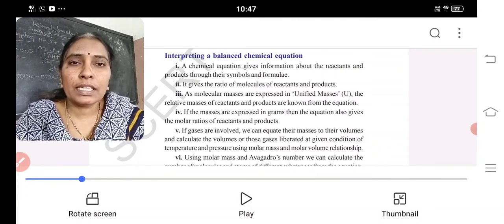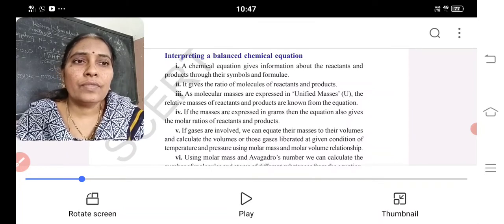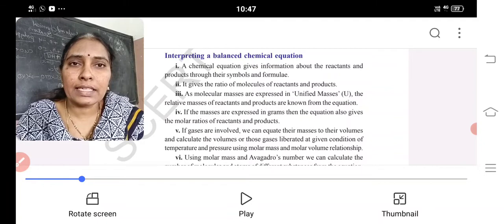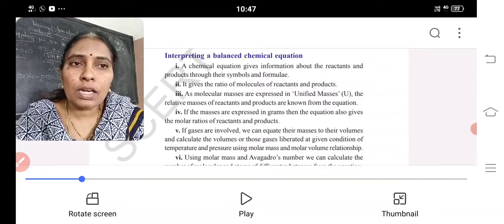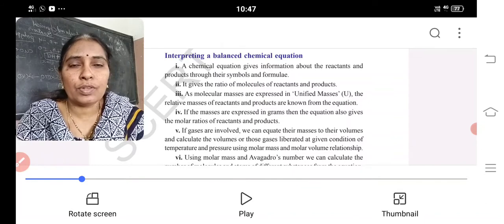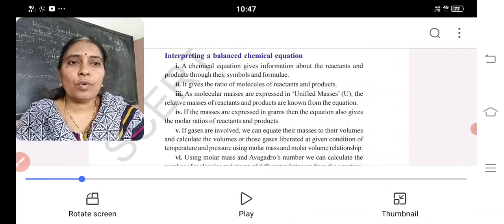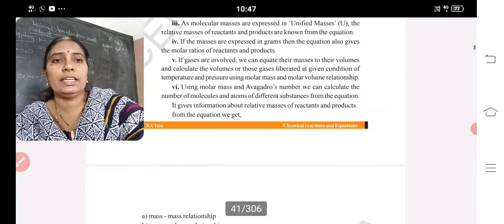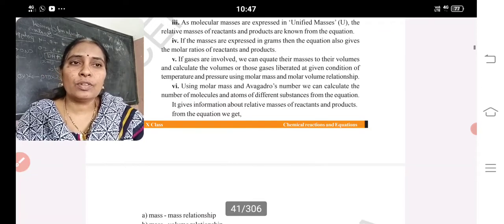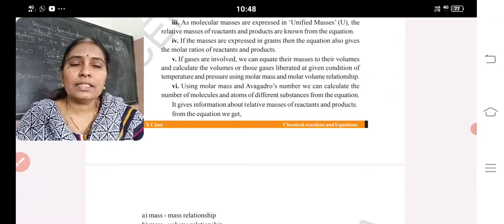As molecular masses are expressed in unified mass, the relative masses of reactants and products are known from the equation. If the masses are expressed in grams, then the equation also gives molar ratios of reactants and products. If gases are involved, we can equate their masses to their volumes and calculate the volumes of those gases liberated at a given temperature and pressure using the molar mass and molar volume relationship. Using molar mass and Avogadro number, we can calculate the number of molecules and atoms of different substances from the equation.